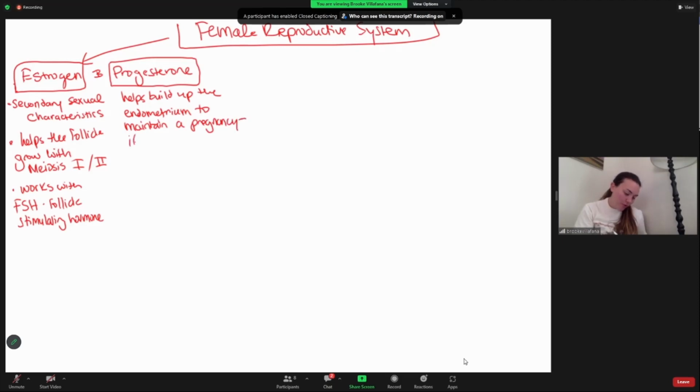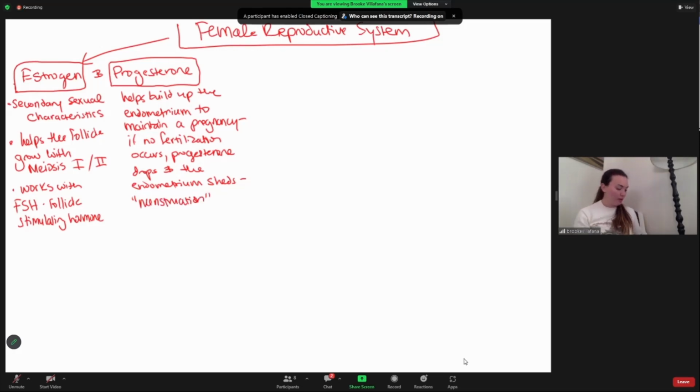If no fertilization occurs, progesterone drops and the endometrium sheds. And when the endometrium sheds, this would be menstruation. Okay, so a period, bleeding, right? So that happens without fertilization. We know that the ova is the same as the sex cell, and oogenesis is the creation of the ova.